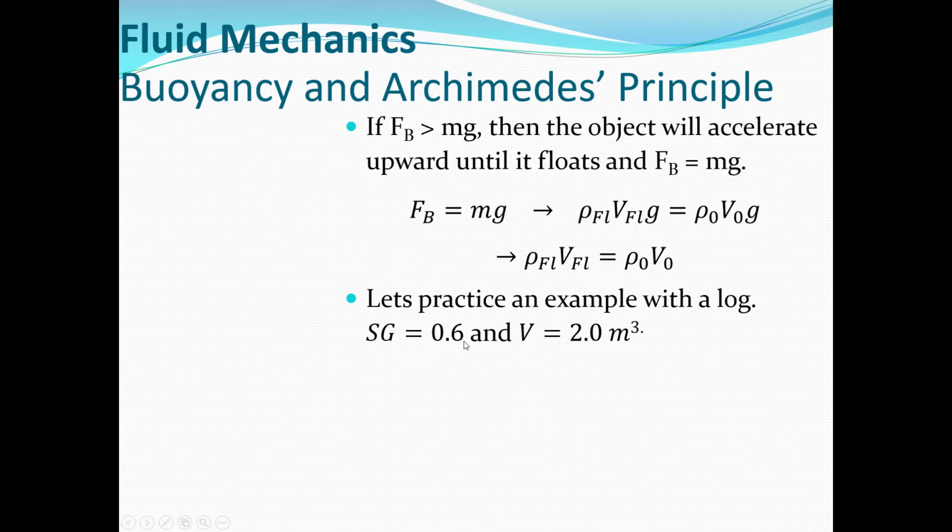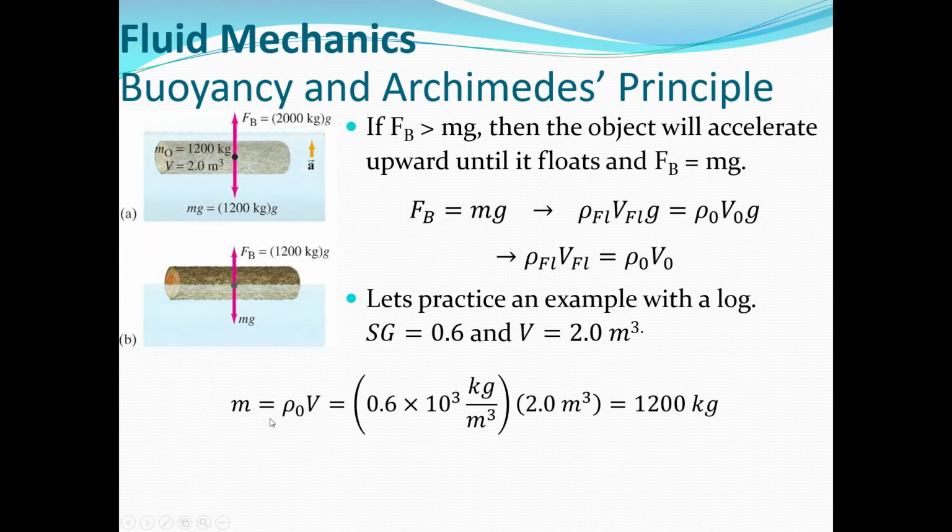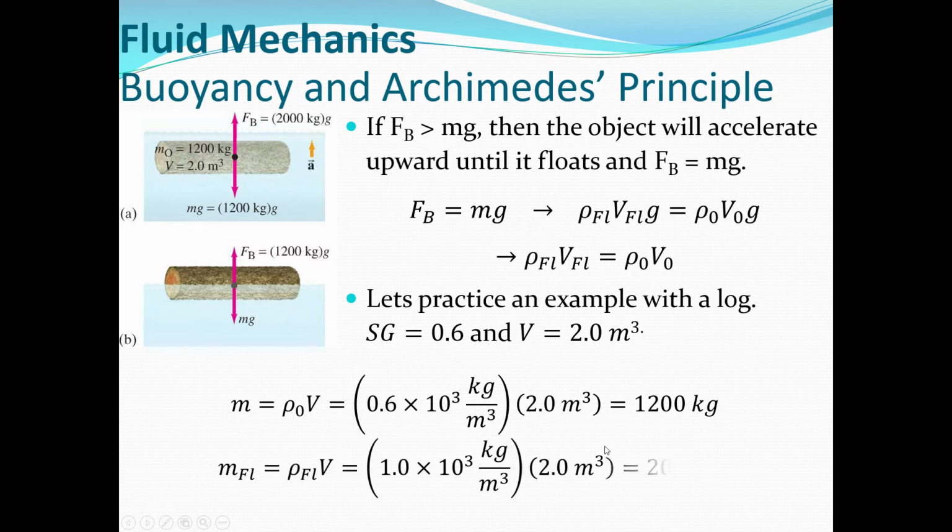So let's practice an example where we have a log. Now, wood has a specific gravity of 0.6, and let's just say that it has a volume of 2 meters cubed. Well, the mass of the log is about 1,200 kilograms. We use the specific gravity to find the density and its volume, and we get what its mass is. Now we know that the mass of an equal volume of fluid ends up being 2,000 kilograms.